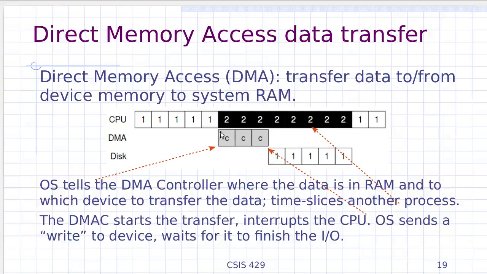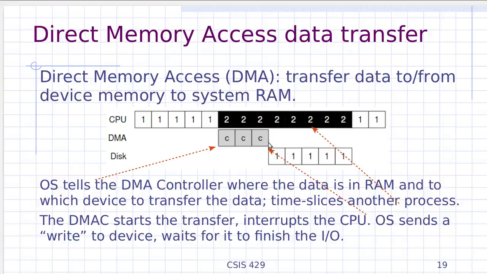Okay, so at this point you have not only the CPU active, but also the DMA controller is active, and the CPU tells the DMA controller where the data is in RAM and which device to transfer the data to.